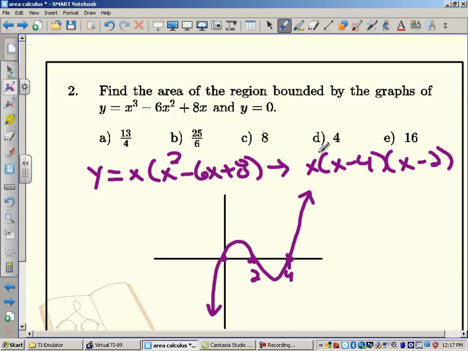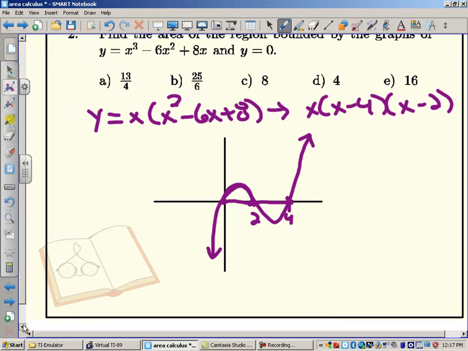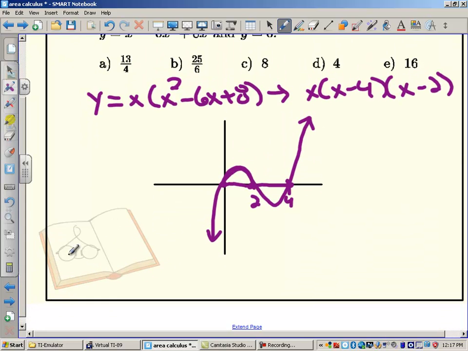Now I want to find the area between this graph and y equals 0. So I want to find the area. Notice what happens here is that from 0 to 2, the cubic is the top function. But from 2 to 4, y equals 0, or the x-axis is the top function. That means I need to separate this into two separate integrals.